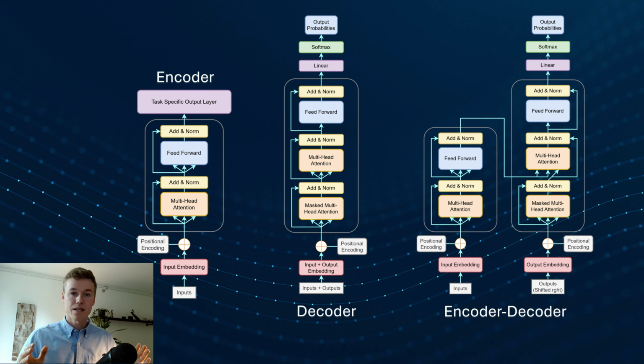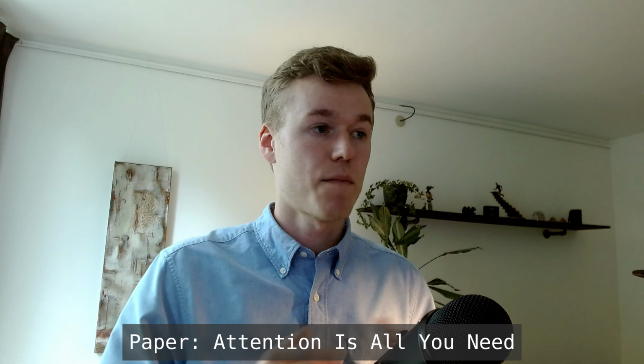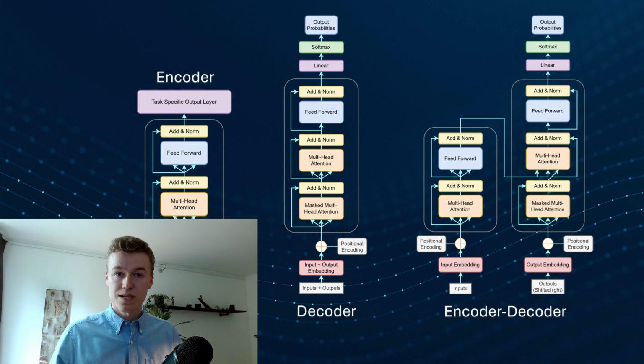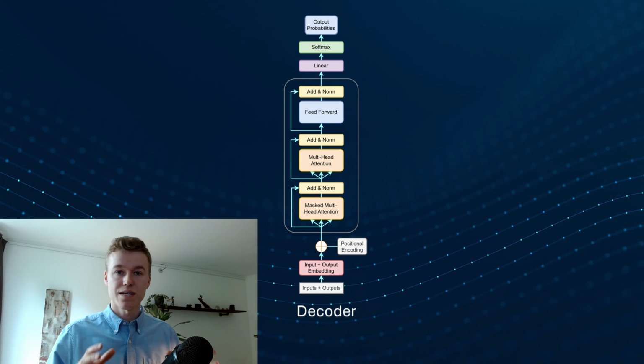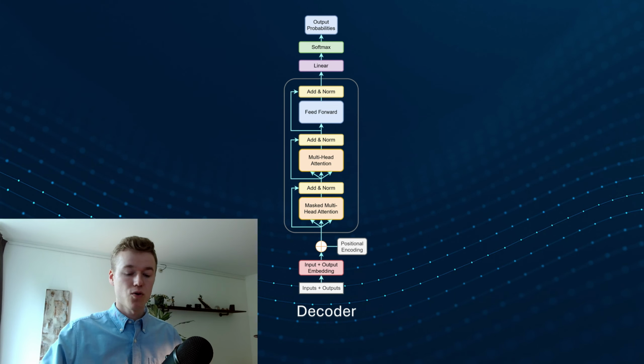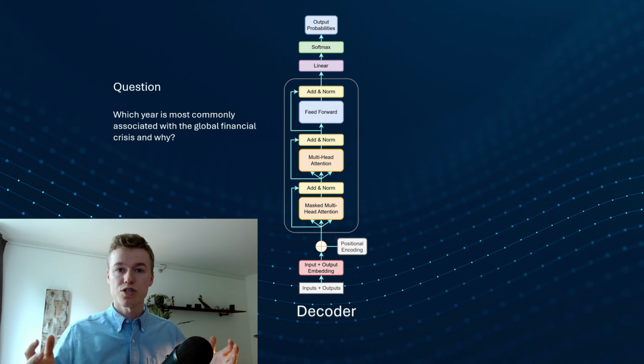We actually started with the encoder-decoder model as introduced in the paper Attention Is All You Need. And basically all other transformer models, they are descendants of this architecture. Now let's take a look at the decoder, as that is the topic of this video. The decoder takes as input a prompt. That could be just a question.